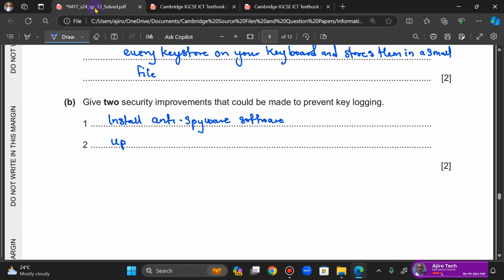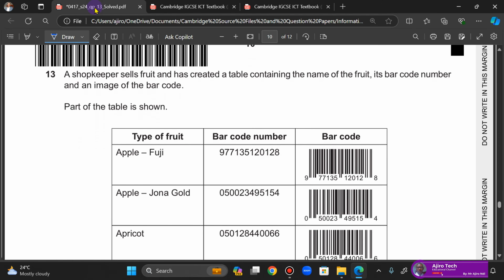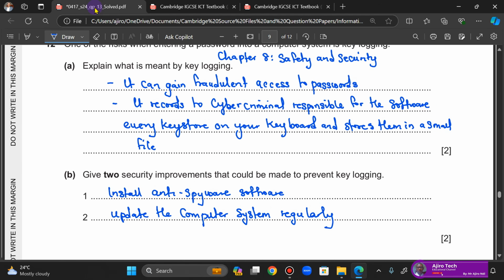You can also update the computer system regularly. Regularly, very important. So do that. All right. So this is also chapter 8, safety and security.